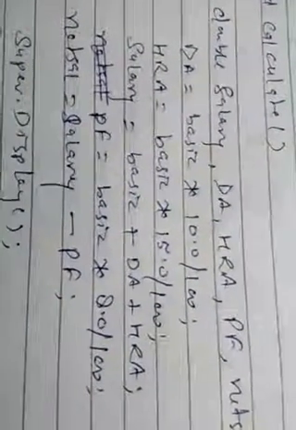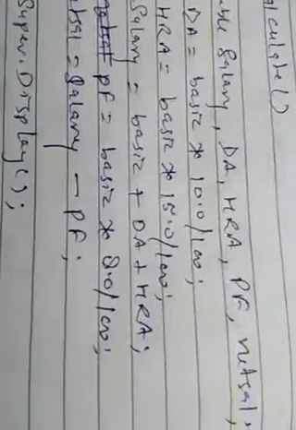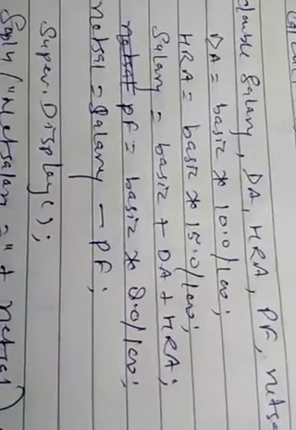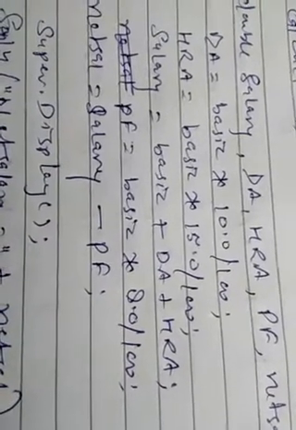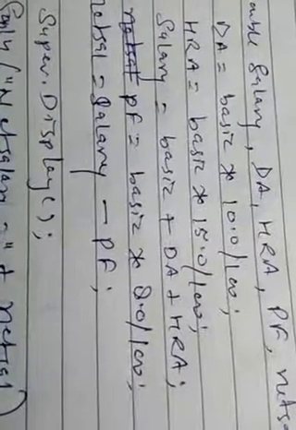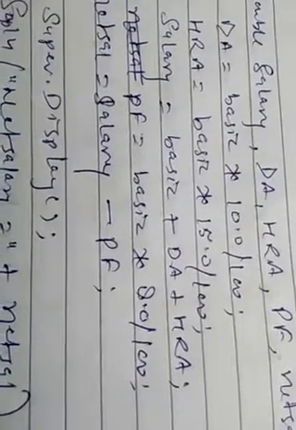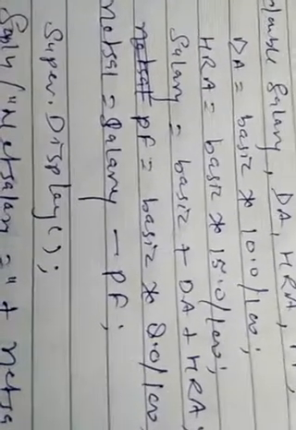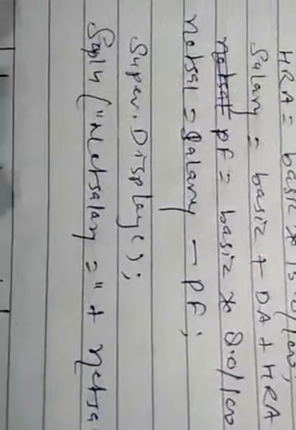Now this is the function void calculate. We are taking the variables double salary, DA, HRA, PF, and net salary. DA we calculate with the formula basic into 10.0 upon 100, and HRA is basic into 15.0 upon 100. The salary will be basic plus DA plus HRA. Now we calculate the PF, which is 8% of basic, and the net salary will be salary minus PF. In this function we have to display all the data.